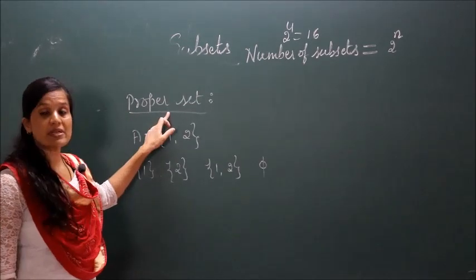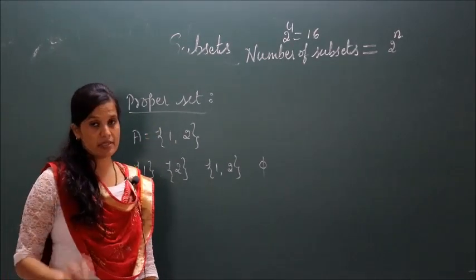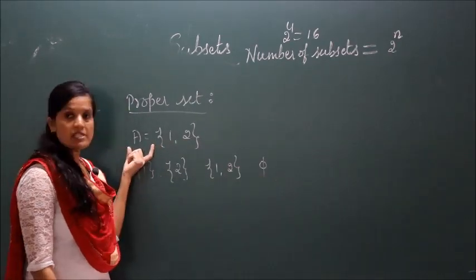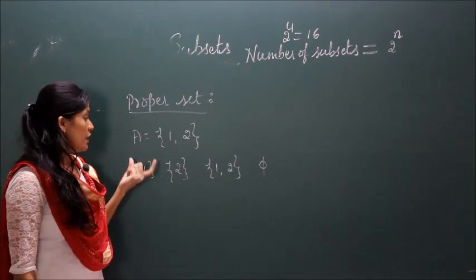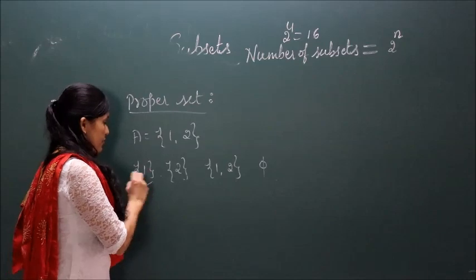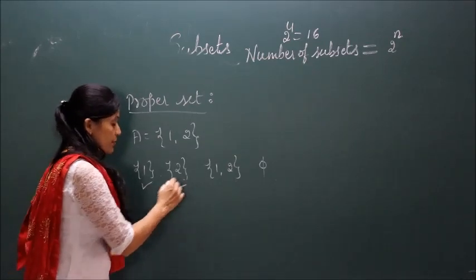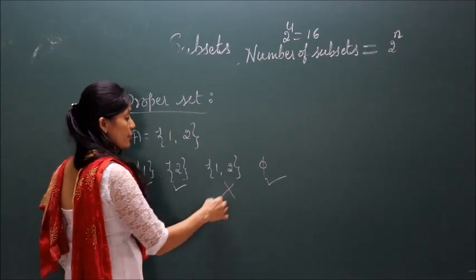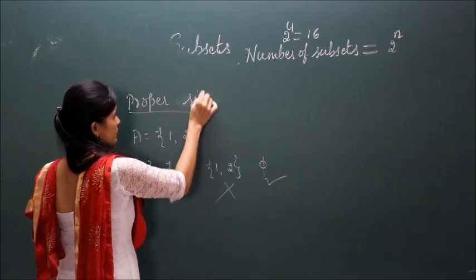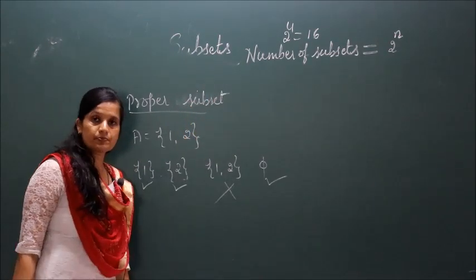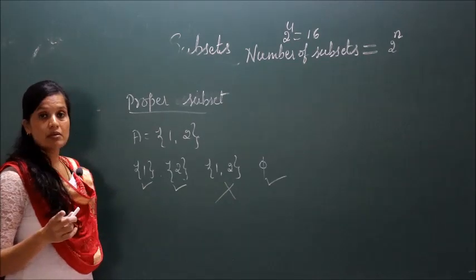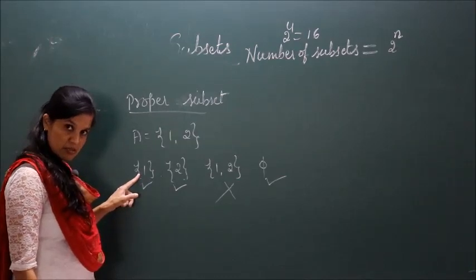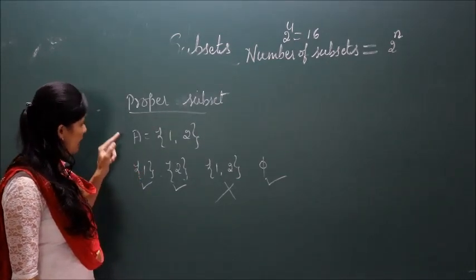The next one is proper set. What is a proper set? So here these are all the subsets for a given set A, right? See, in this, this set is a proper subset, this set is a proper subset, this is also a proper subset, but this is not a proper subset. Proper subset. So what do you mean by proper subset?